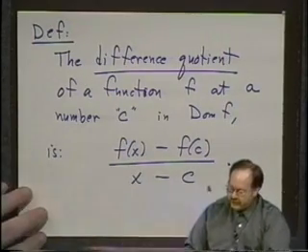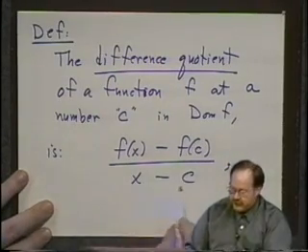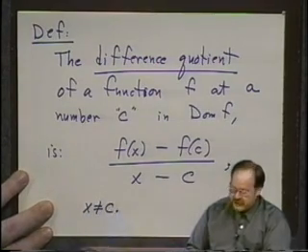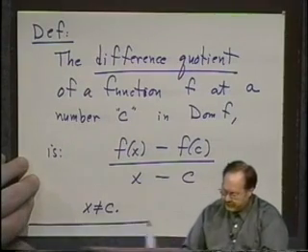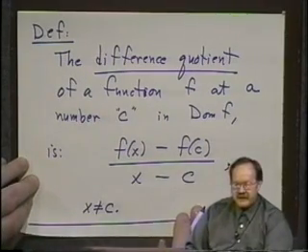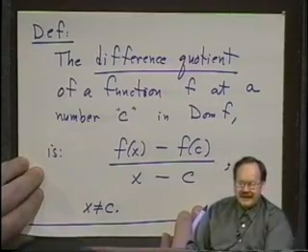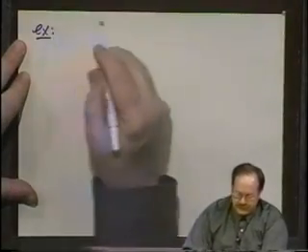And of course, in order for this to make sense, there's one thing you need to take into account. You don't want the bottom to be 0, so you make sure that the x that you choose is not equal to c. So that's the difference quotient. It's introduced because it's easy, it's algebraic, and it also leads eventually into calculus. But for now, let's just go ahead and calculate one with a given function.